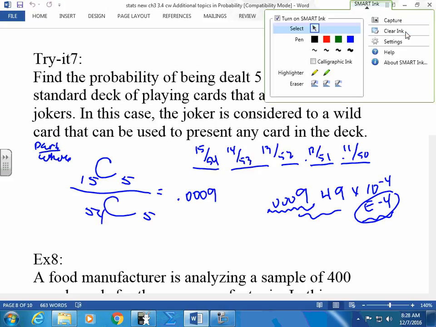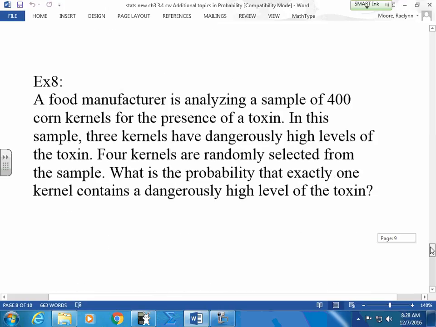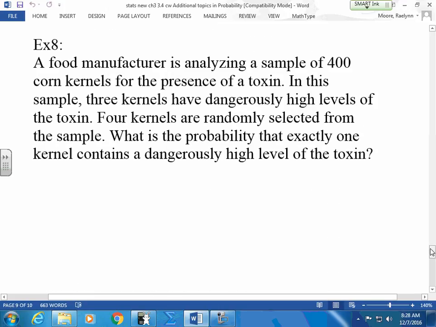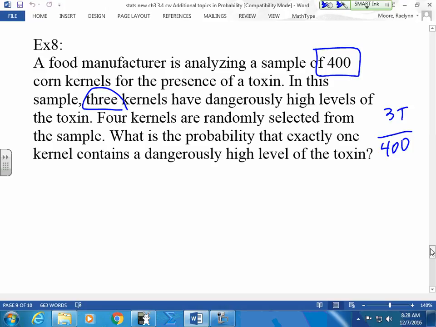Okay, let's try another one. A food manufacturer is analyzing a sample of 400 corn kernels for the presence of a toxin. In this sample, 3 kernels have dangerously high levels of toxins. So we got 3 toxic kernels out of 400. How many are not toxic? 397 are not toxic. We'll just say good, or non-toxic.